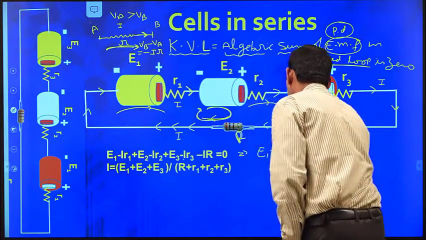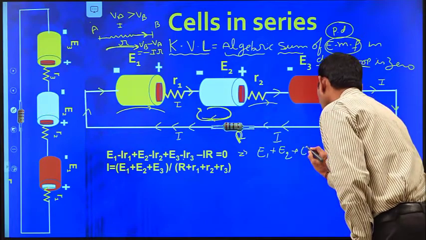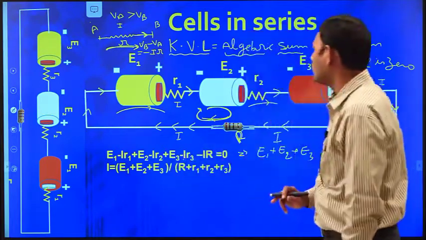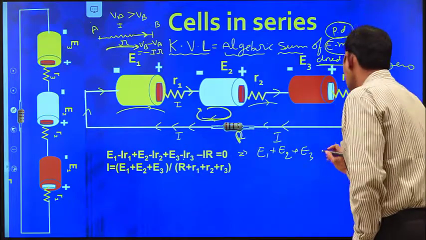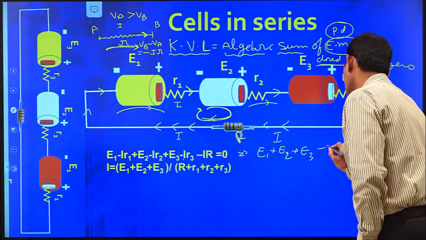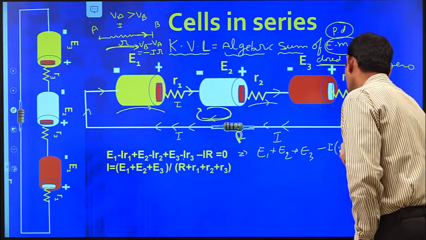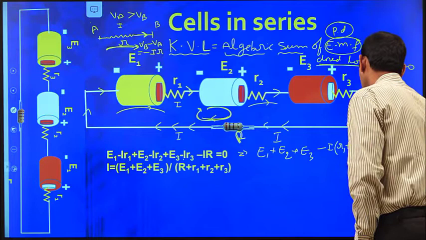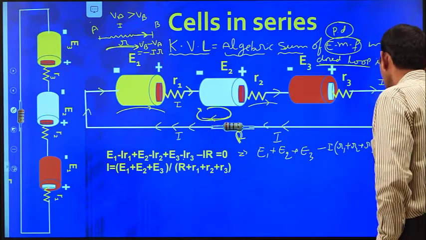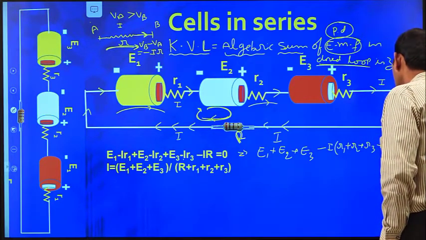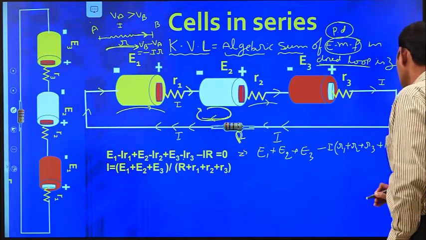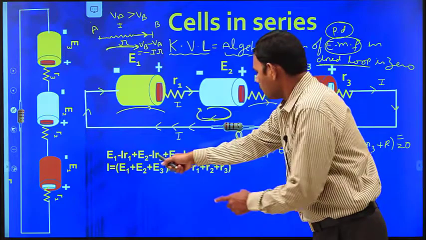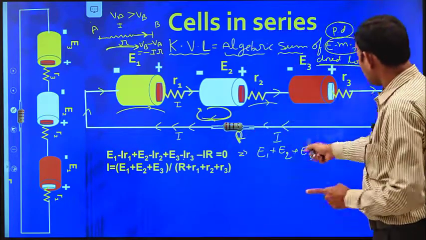E1 plus E2 plus E3, students, positive values, EMFs added together, EMFs of all batteries. And take minus I common, minus I into sum of internal resistances R1 plus R2 plus R3 plus capital R is equal to 0. So I segregated them, positive values and negative values.